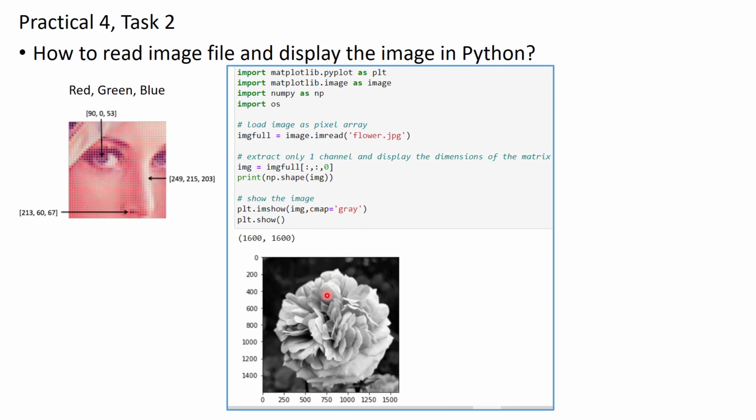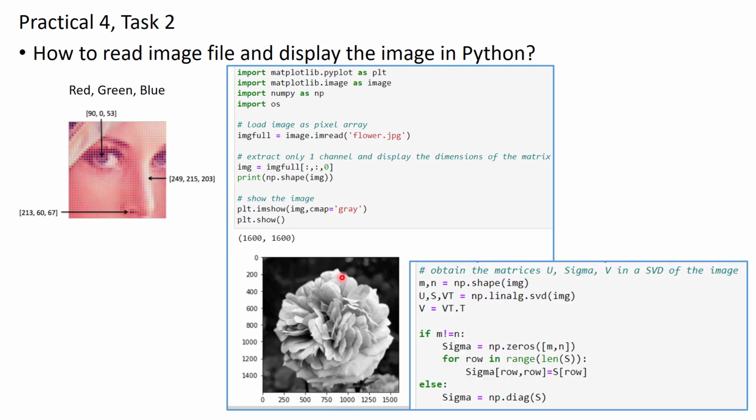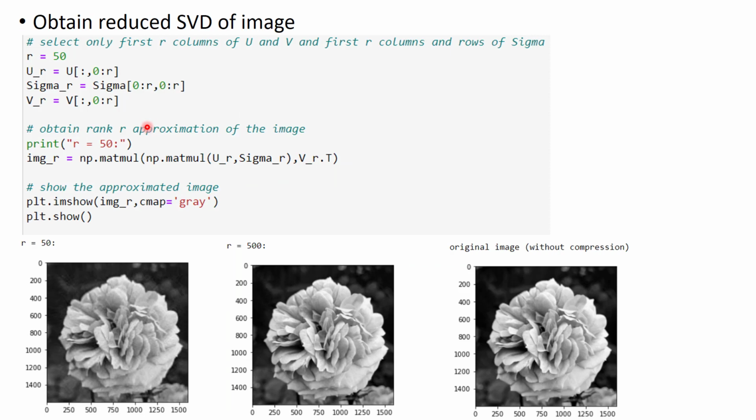This image here is of size 1006 by 1006. Therefore, it can contain up to 1006 singular values if we use the SVD for image compression. As usual, we use the SVD function in Python to obtain the U, S, and the VT, and then append zeros to the sigma matrix, with the diagonal containing all the singular values. In order to compress the image, we need to obtain the reduced SVD of the image. The reduced SVD is obtained using these three lines.